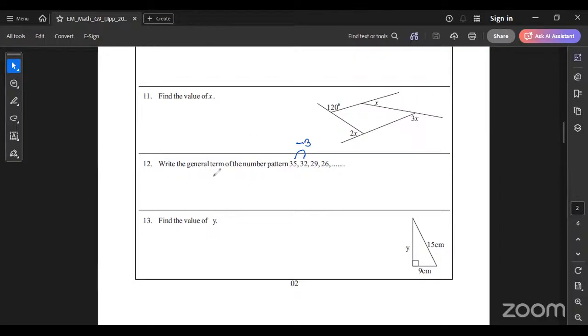So the general term, you should start with minus 3 multiplied by n. If you want to try the first term, the place should be here. I'm taking the first one. I'm trying to develop the first one, right?